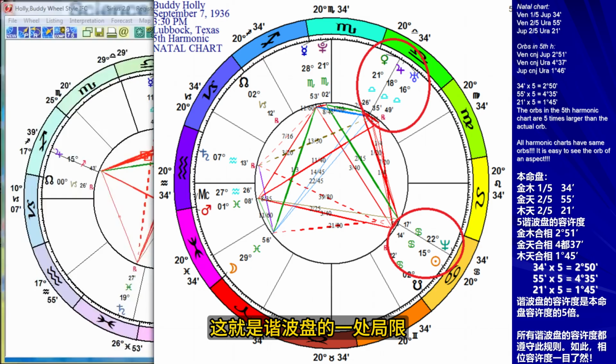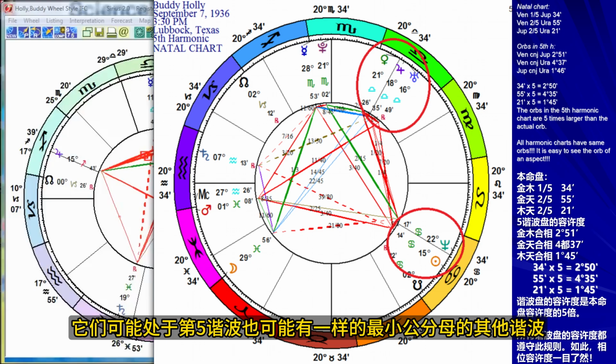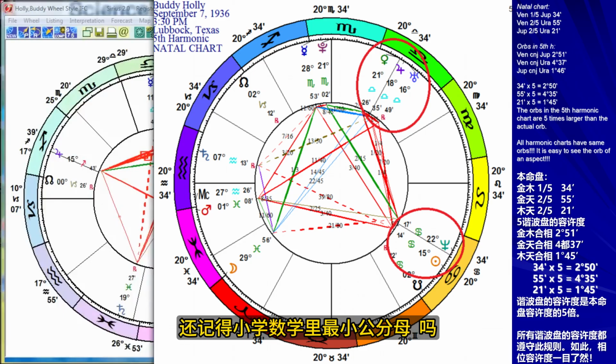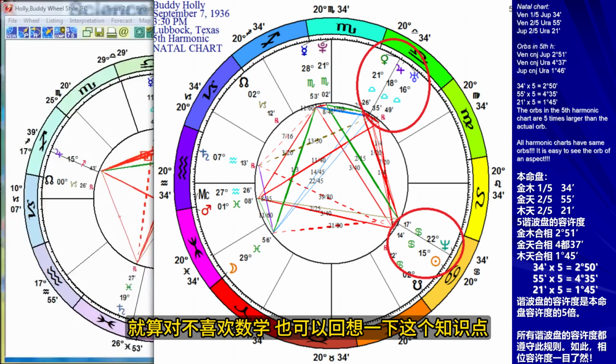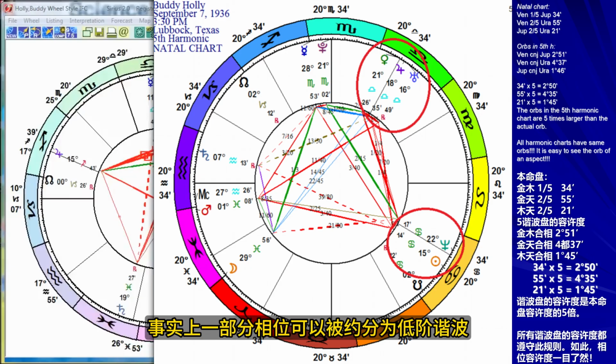But there's an even bigger issue, which is this. When the planets are conjunct, they're in the fifth harmonic, or any harmonic that has the same least common denominator. Do you remember that phrase from elementary school, if you didn't like numbers? Least common denominator. Do you remember that idea? Well, some of these aspects reduce to lower harmonics.